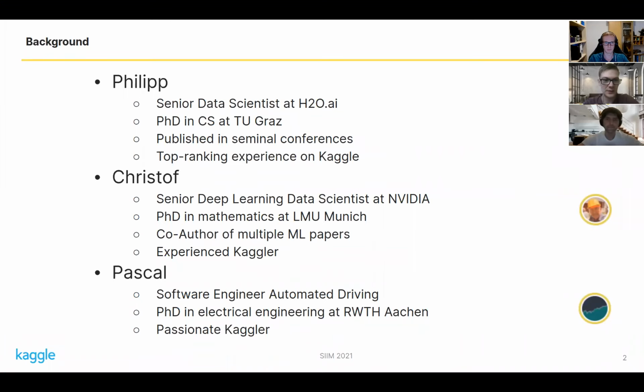My name is Philip. I currently work as a senior data scientist at H2O. I have a PhD in computer science, quite some experience in research, and I'm currently top ranked on Kaggle, meaning I have quite some experience on Kaggle.